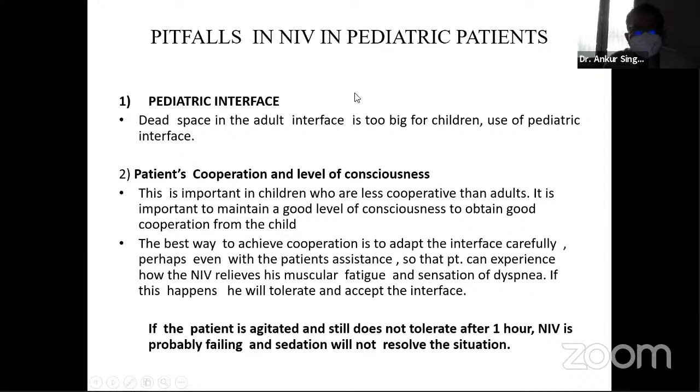What are the pitfalls in NIV in the pediatric patient? What are the problems in NIV? First problem is the pediatric interface. Suppose there are adult interfaces, and we are using an adult interface in the pediatric population. There is a problem because adult interfaces are very big and will not fit the face of the child, and there is a loss of all the pressure which you are providing, and there will be no improvement in the child.